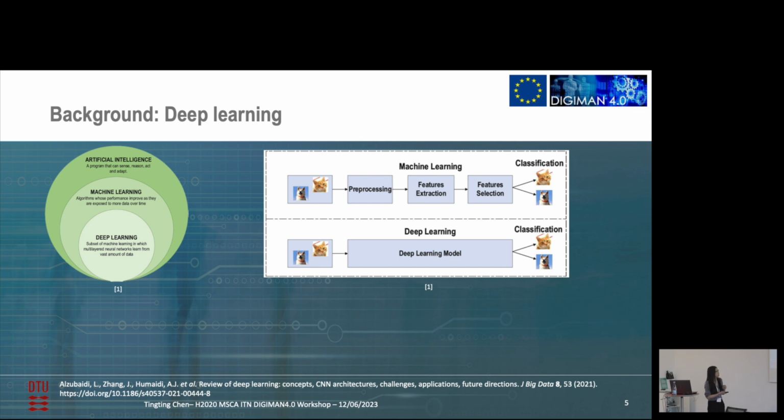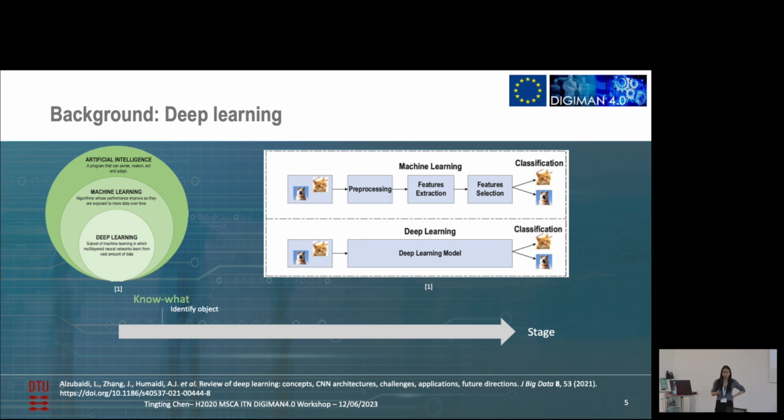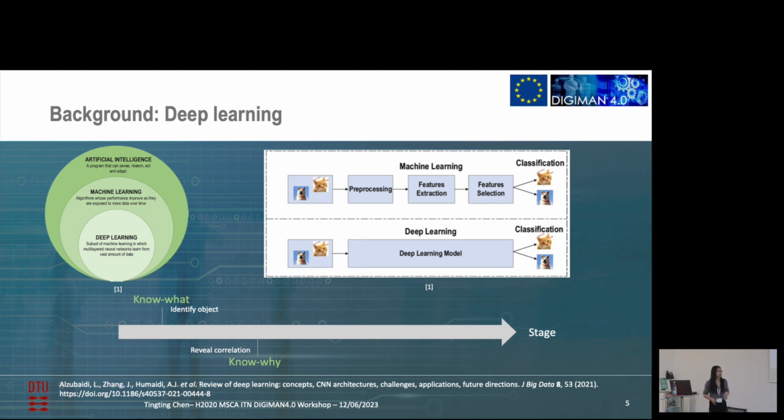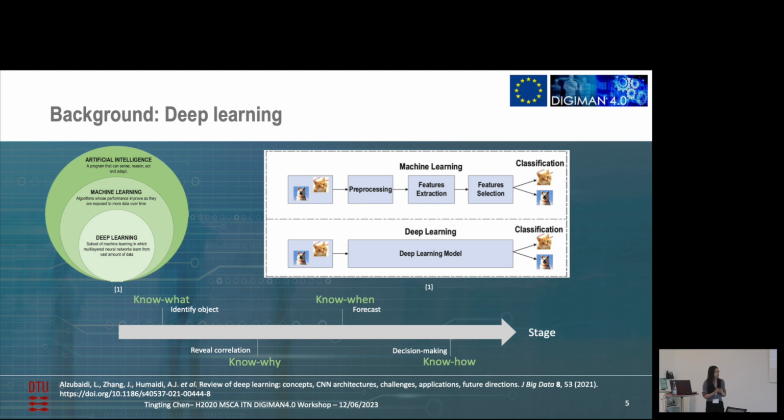With such a powerful tool, we can apply it at several stages. For example, to know what, that is to identify the object. We can use it for know-why, to reveal the correlation between the defects and process variables. We can use it for know-when, to forecast variables. And we can use it for know-how, which can provide decision making for us.